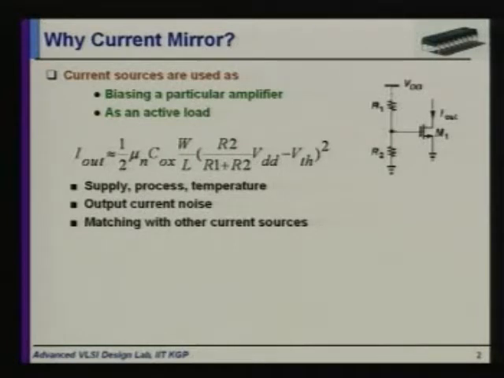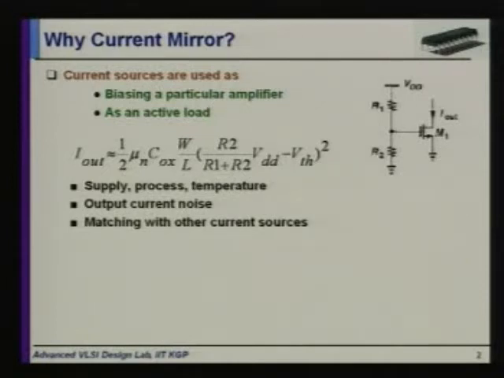But the problem is this depends on the supply voltage VDD, the process parameters mu n, C ox and VTH, and it also depends on the temperature, because R2, R1 depend on temperature, and VTH and mu n also. Another point is the output current noise: if there is a change in the output current or output voltage, then there will be a problem with channel length modulation in that particular current equation.